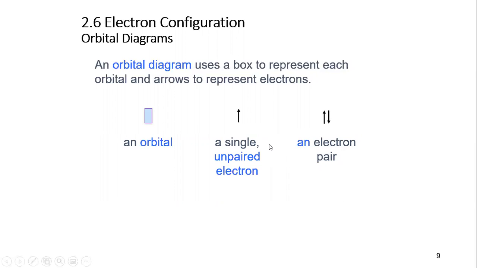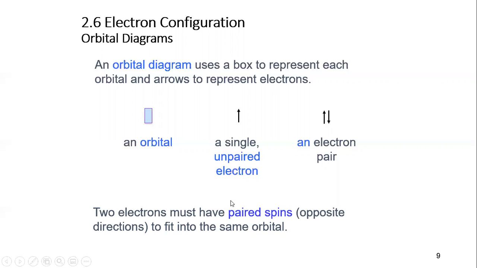So if a question asks, draw the orbital diagram of an element, you would draw the orbitals as boxes, and instead of writing the total number of electrons, you would put the arrows to represent electrons. The reason that we put one up and one down is because they have paired spins, which means they're opposite directions. So one is, we call it clockwise, one is counterclockwise.